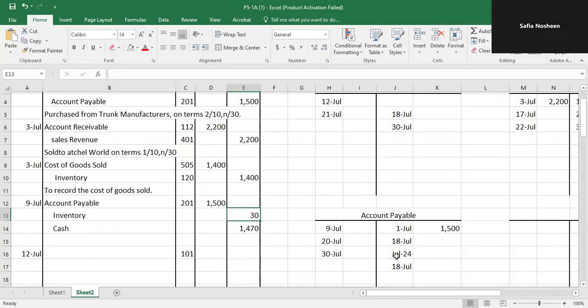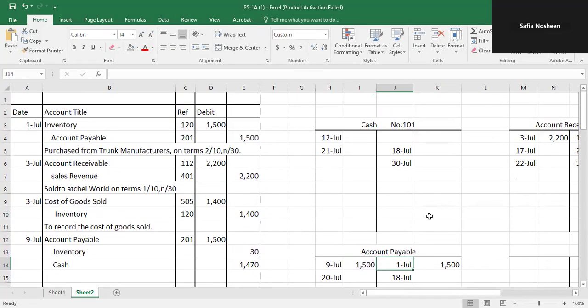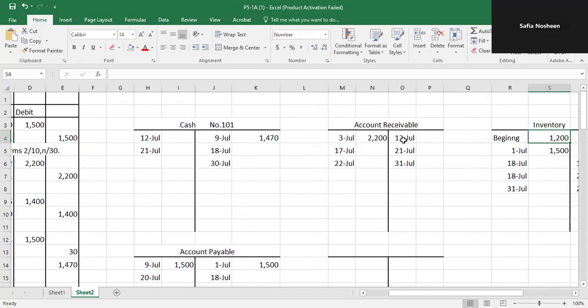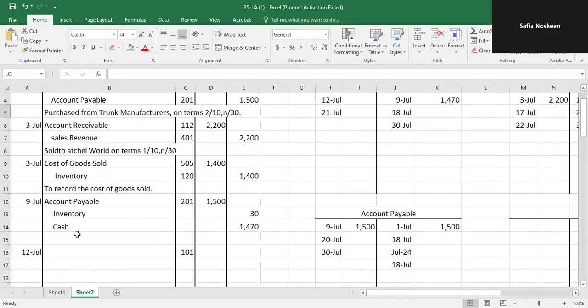So now see how we will do the posting. So this is accounts payable, 1500 has been decreased, and cash of an amount of 1470, and on the 9th of July an amount of 30. So the inventory's value of an amount of $30 has been decreased. That's why we have credited that. So this is how we have posted this account.